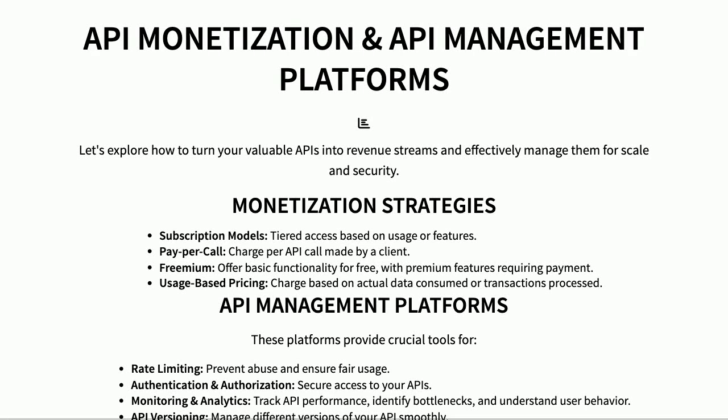Okay, let's talk about making money with your API, or monetization. There are a few popular ways to do this, like subscription plans where users pay for access based on what they use, or maybe charging per call if the API is used frequently. We could also offer a freemium model, providing basic functionality for free and then charging for premium features.